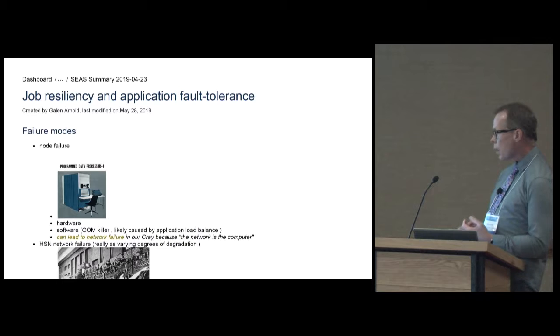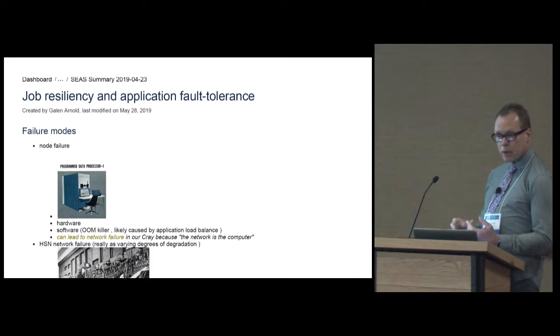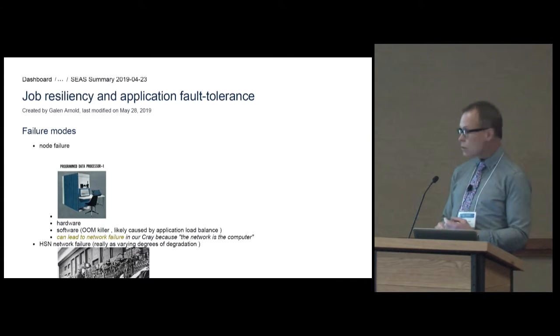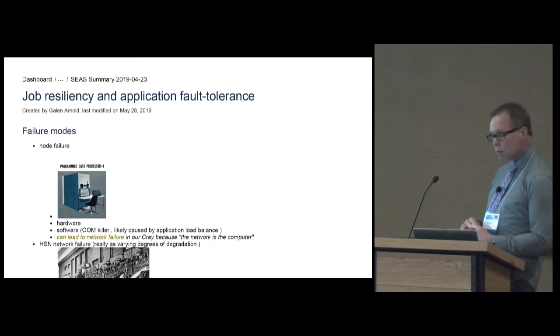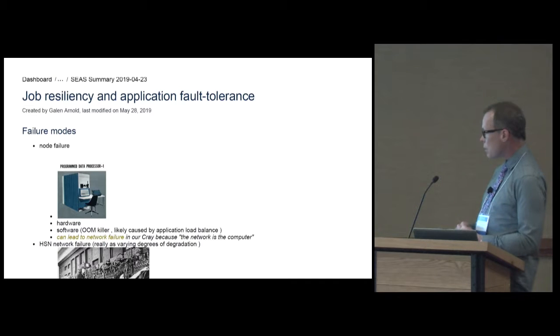Common hardware things that will take out a node on our Cray are a bad piece of memory. There's a lot of little memory sticks in 22,000 nodes. Voltage regulator, very rarely a CPU will fail. That didn't happen too much.